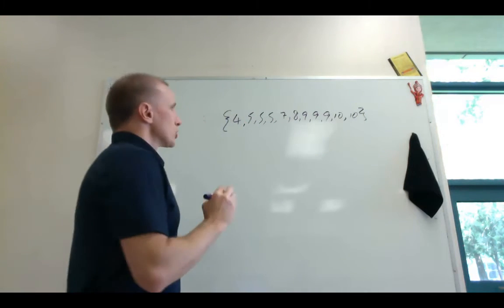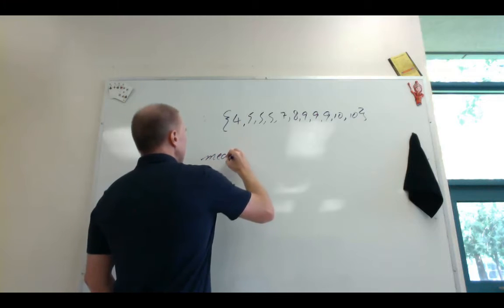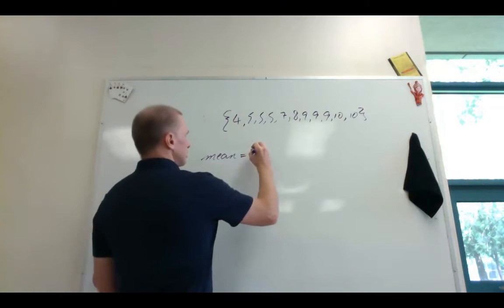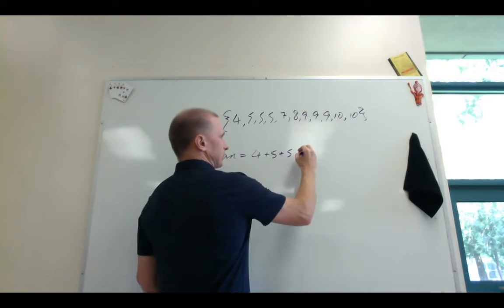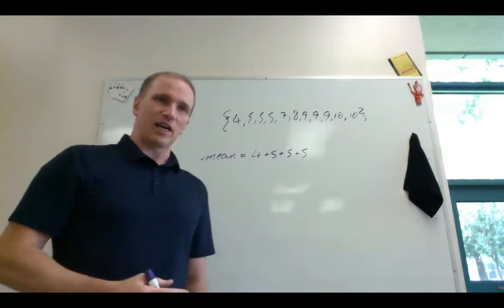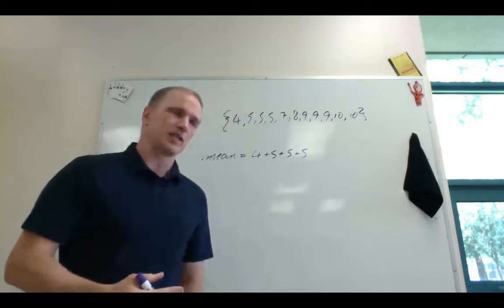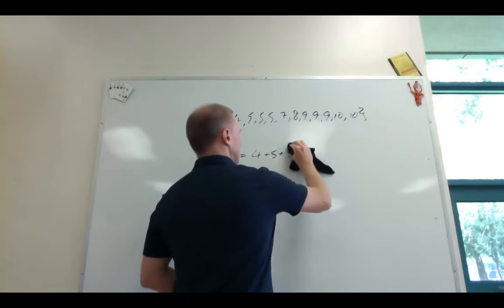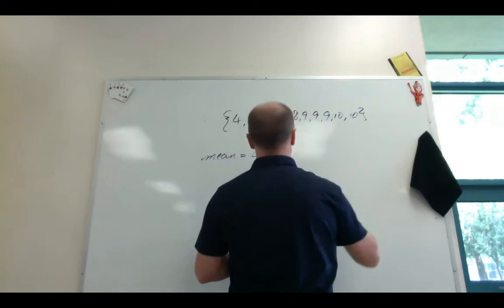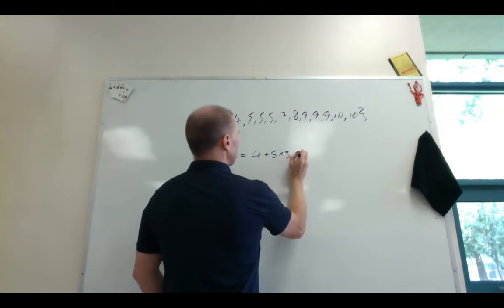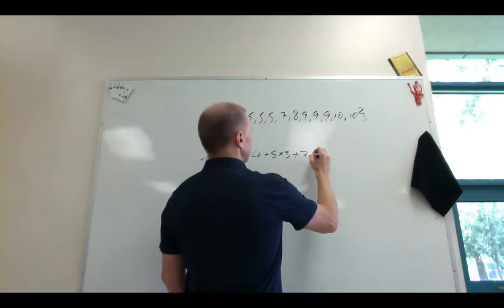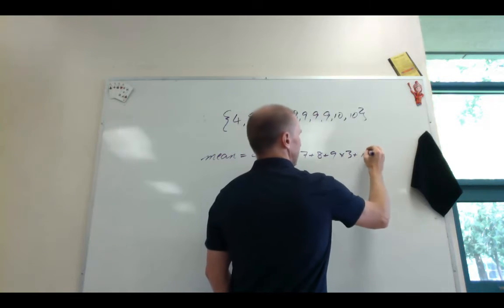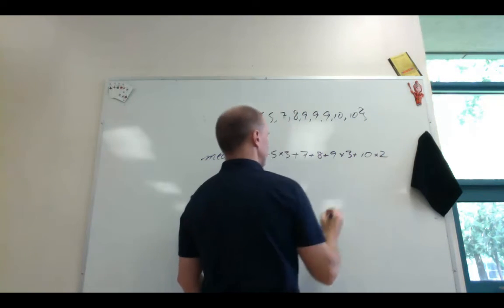Okay, so the mean is the average, so we're going to add all the numbers together. Now I could do 4 plus 5 plus 5 plus 5, but I know that I'm going to have a number of 9s and a number of 10s, so I think I'm going to use multiplication to shorten up how this looks. So instead of doing 5 plus 5 plus 5, I'm just going to go 5 times 3. And then I'm going to do 7 plus 8 plus 9 times 3, and then 10 times 2.